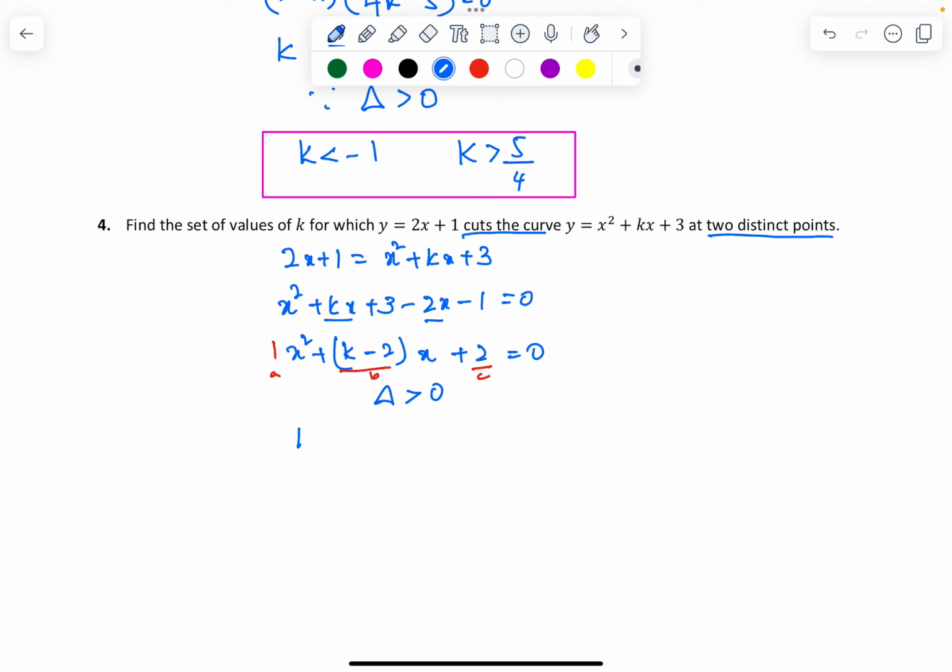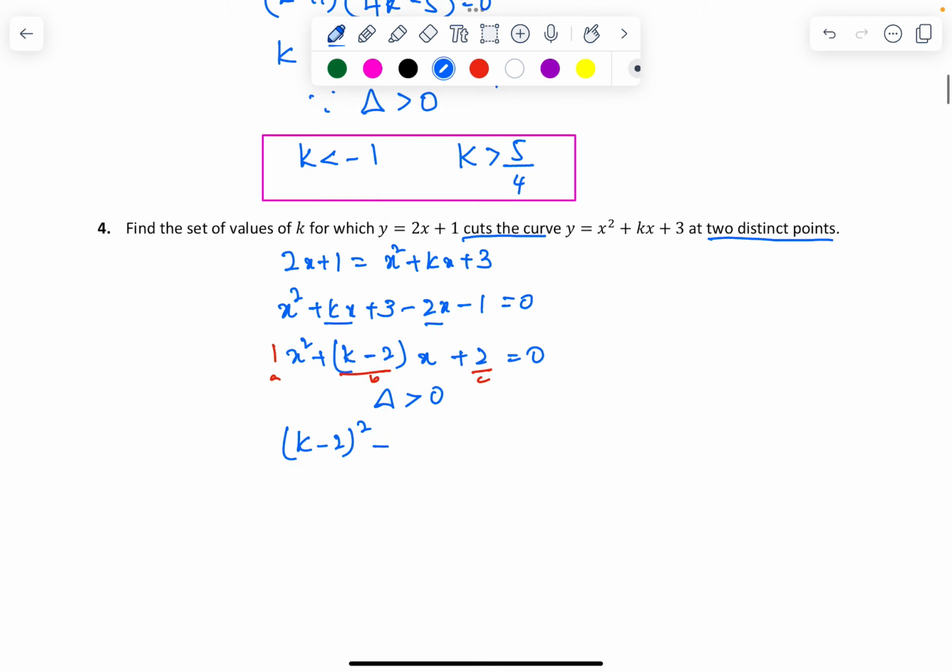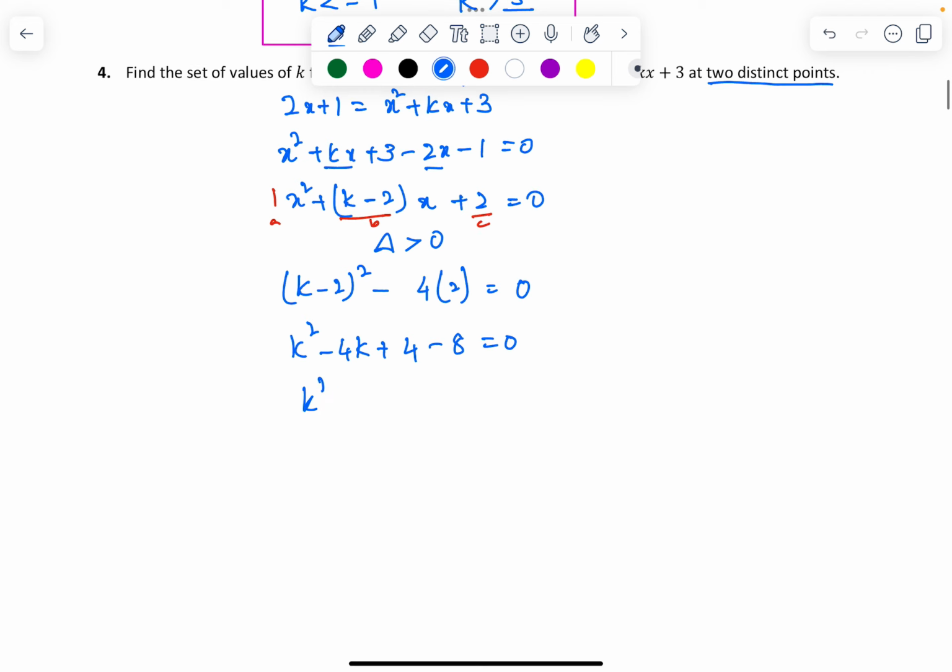So B square, so k minus 2 whole square minus 4 times 1 times 2, which is 8, right? So let me expand this k minus 2 whole square. K square minus 4k plus 4 minus 8 is equal to 0. So k square minus 4k minus 8 equal to 0. And we see that it cannot be factored. So I'm going to use the quadratic formula.